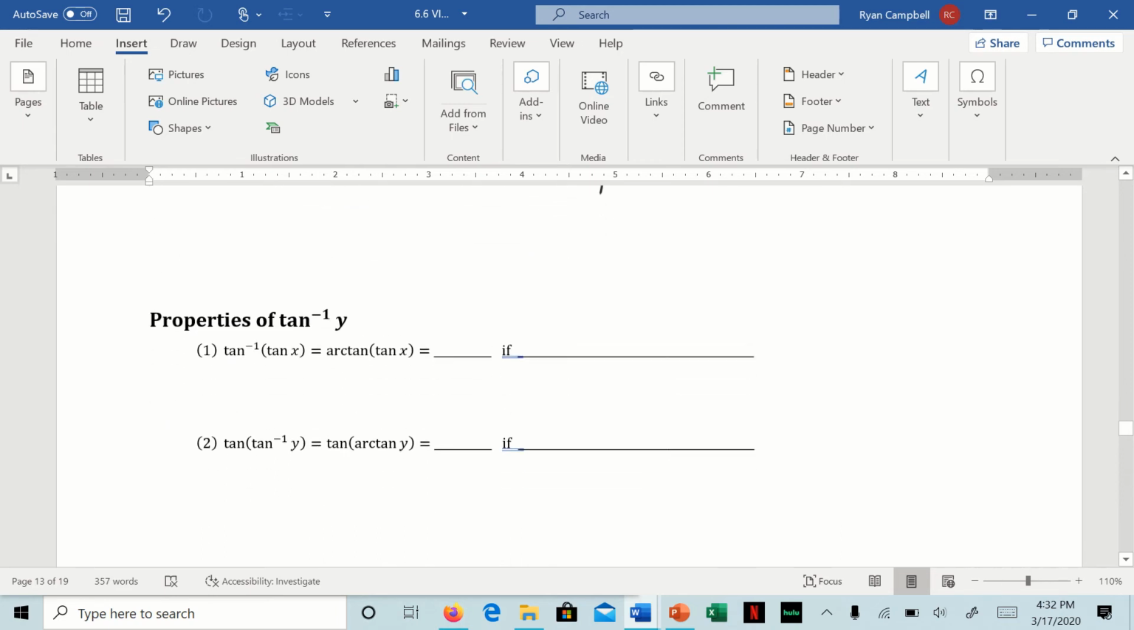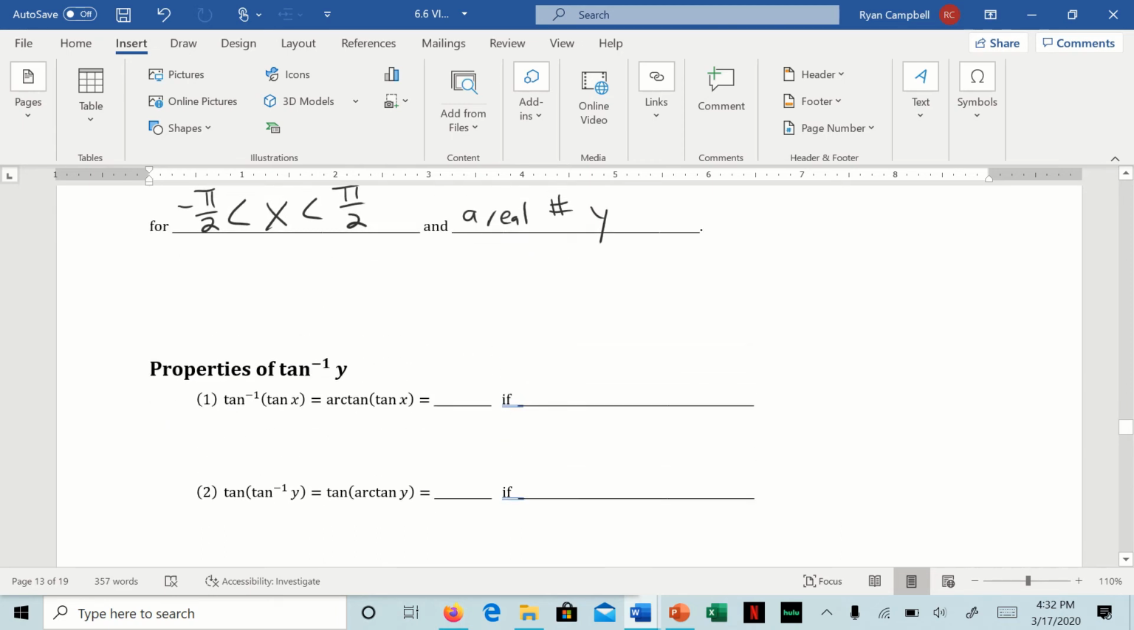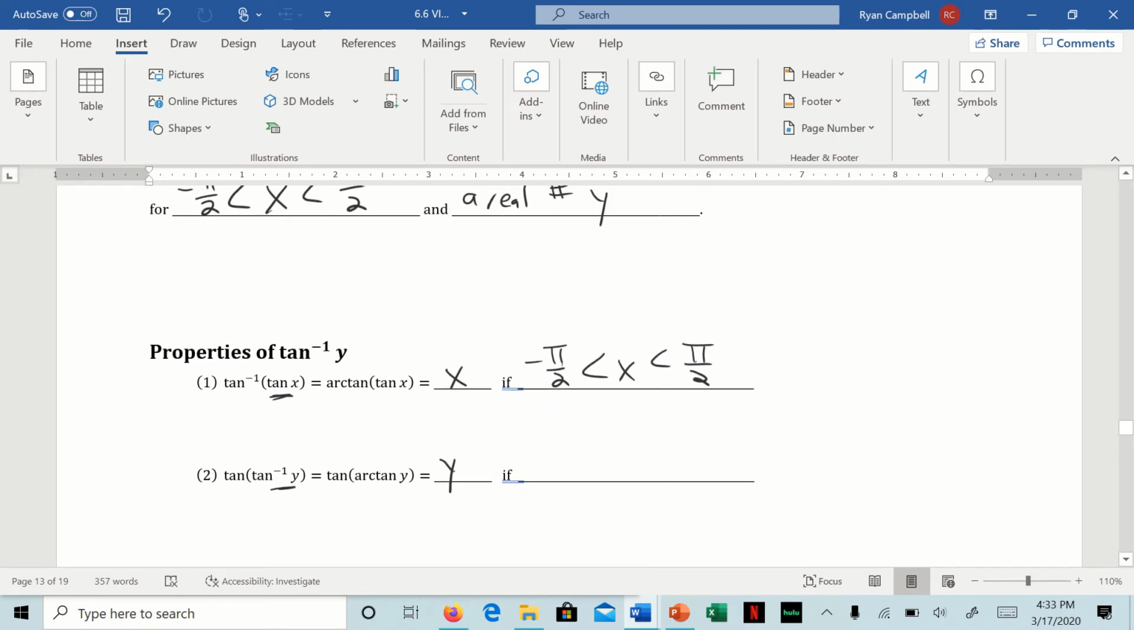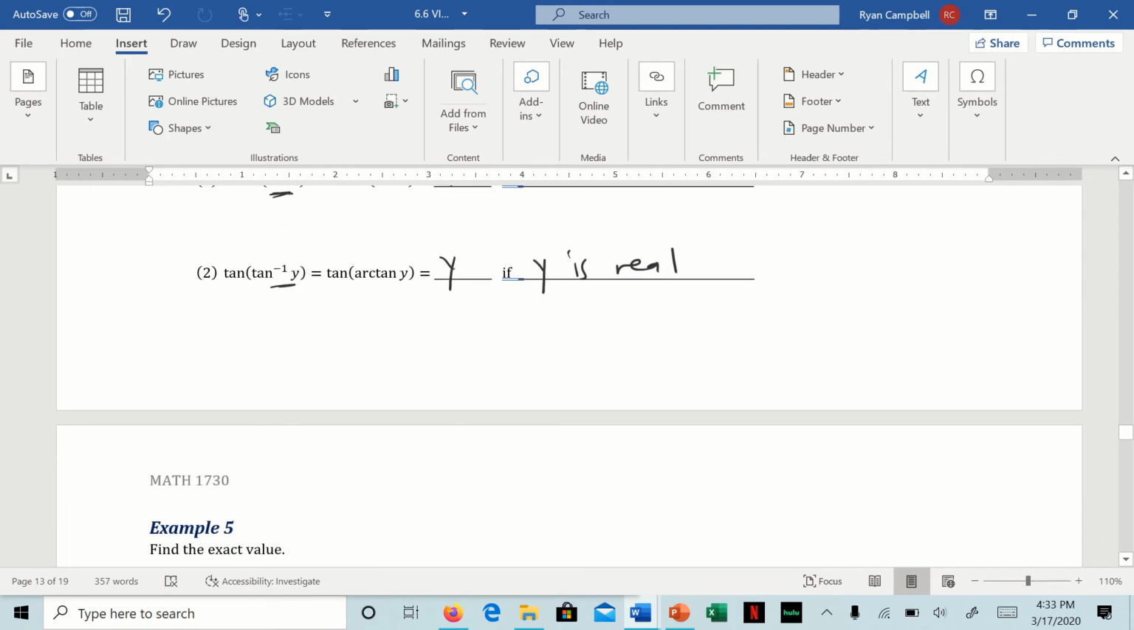All right. So, once again, if we plug x in, we can get x, so long as x is between negative pi over 2 and pi over 2. And if we plug in y, we should get y, right? In this case, for which y's? Actually, any real number, right? If y is real, since y can be any number.